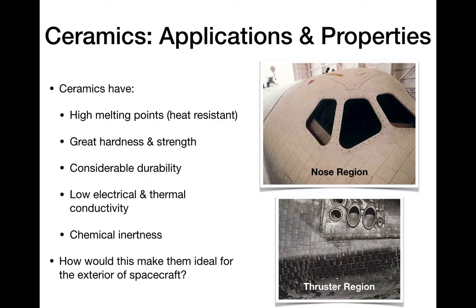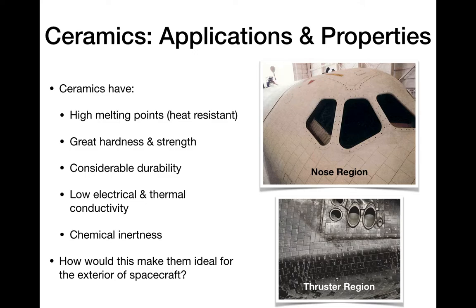So here's a spacecraft from NASA, the shuttle. Here's the nose region of it at the front, and these little white boxes, those are all ceramic tile. And here's a thruster. We have black ceramic tile down here, slightly different ceramic versions, because the thruster is going to be much hotter than the nose. So why are ceramics ideal for the exterior of a spacecraft?